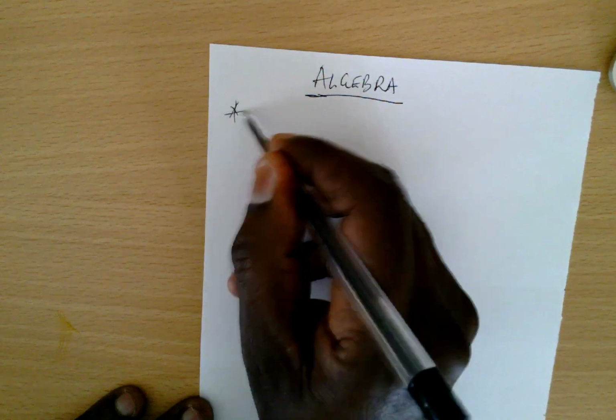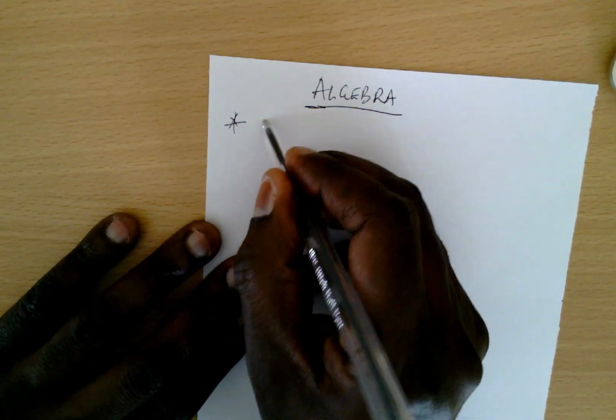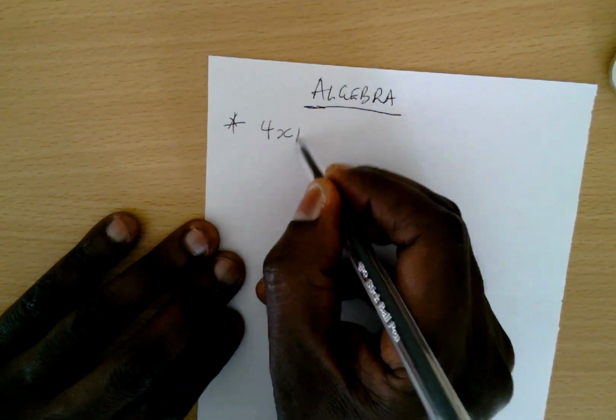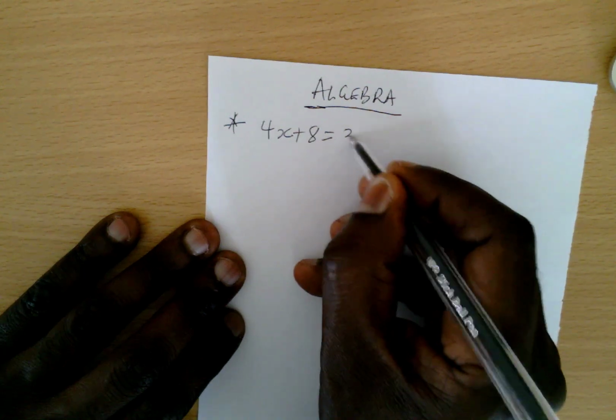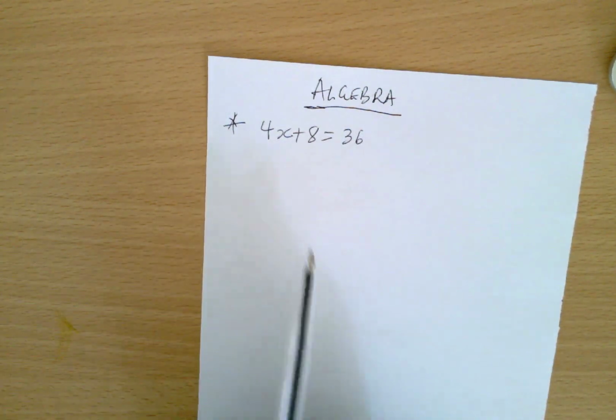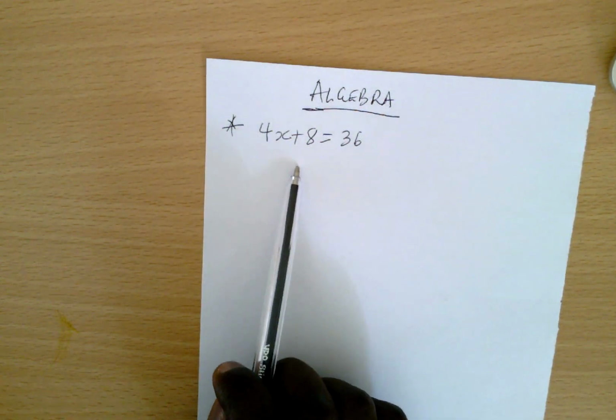Now we'll start with a two-step equation: 4x plus 8 is equal to 36. So we're going to solve this equation. In other words, we're going to find x.